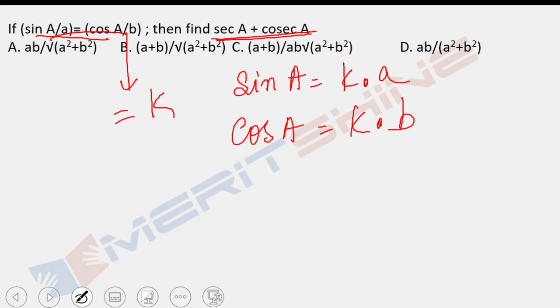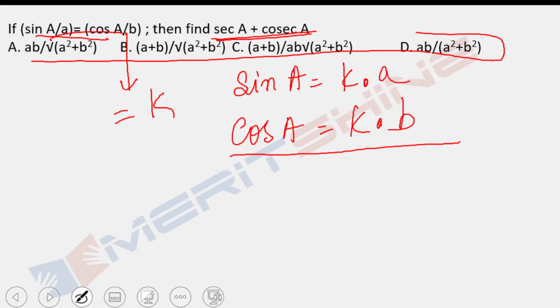See, finding sec A and cosec A is very simple. Why? Because I know sin A is k into a. So therefore, cosec A is 1 by ka and sec A is 1 by kb. But until and unless I find out the value of k, how would I find out the value in terms of only a and b? I will not be able to eliminate the variables. So therefore, we will have to find out the k value first, and that can be done only from the basic identity. Square both and add.